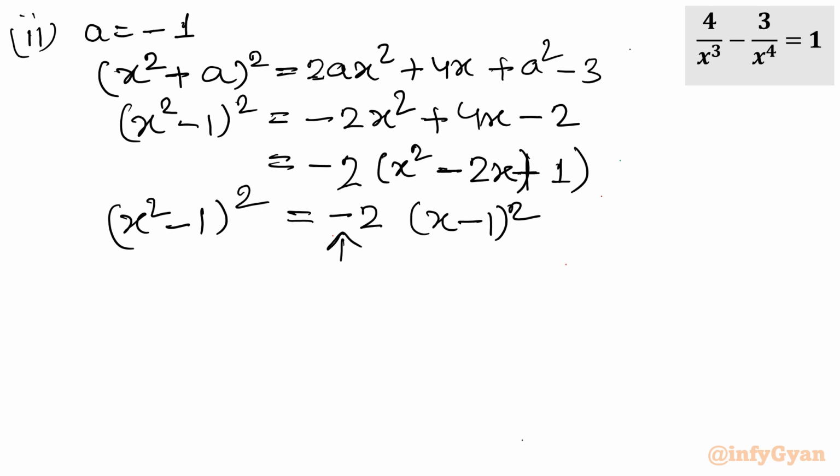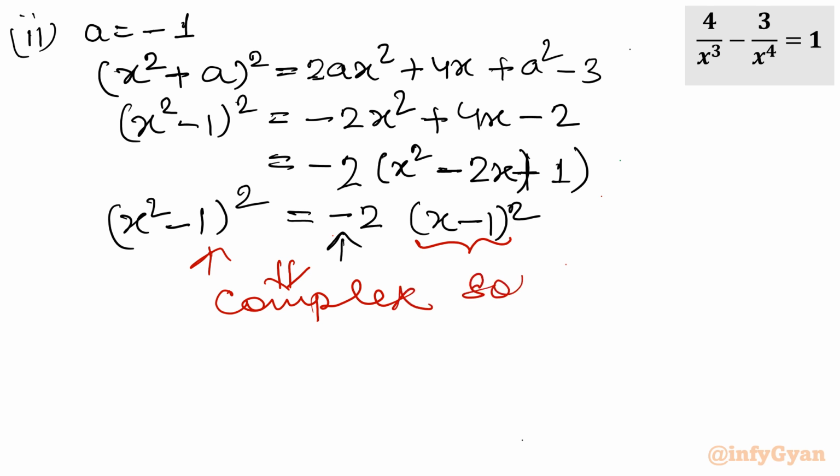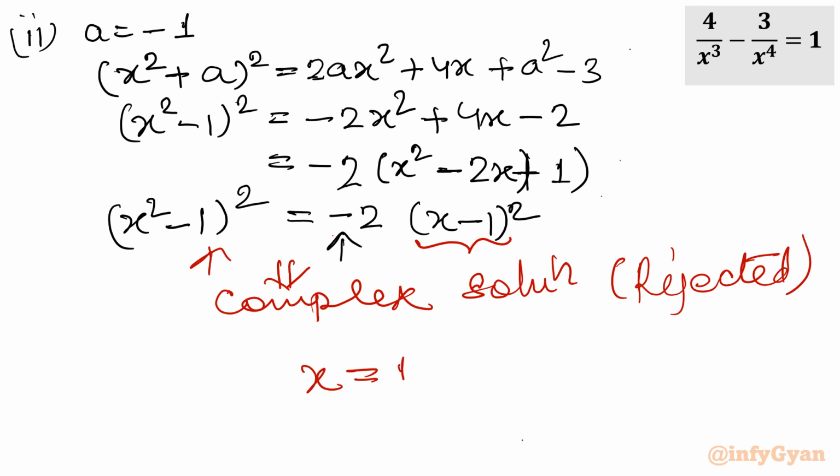How? See, this cannot be negative because it is having a whole square. So this is again a whole square. Whole square is negative, forcing that a complex solution will come. So the solution from a equal to -1 is rejected. So the conclusion is x is equal to 1 is the only real solution for the given rational equation. And let's verify also.